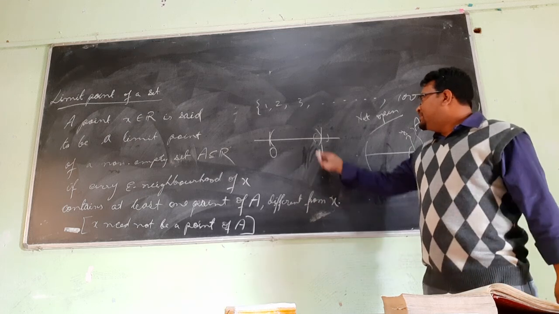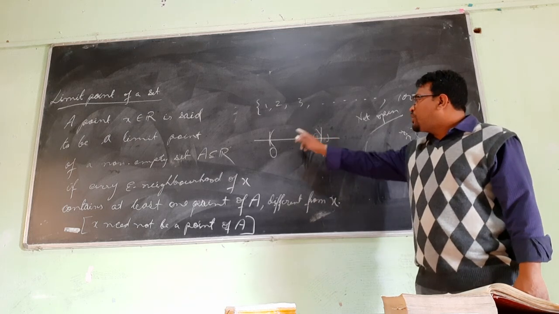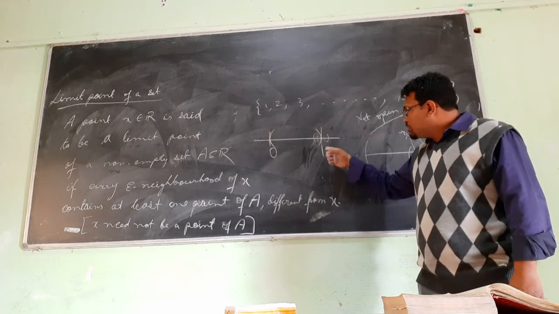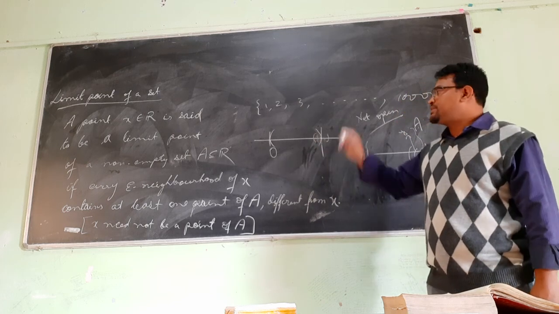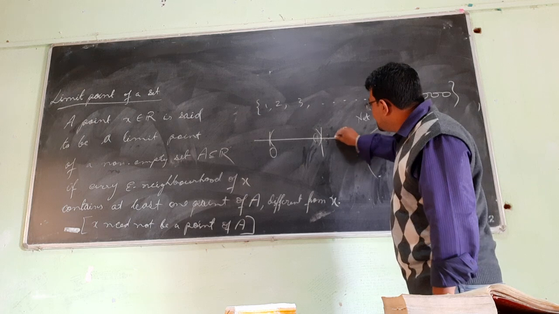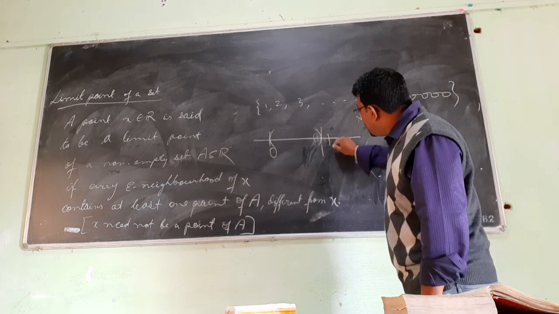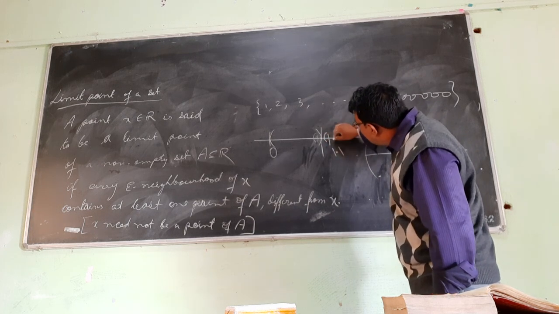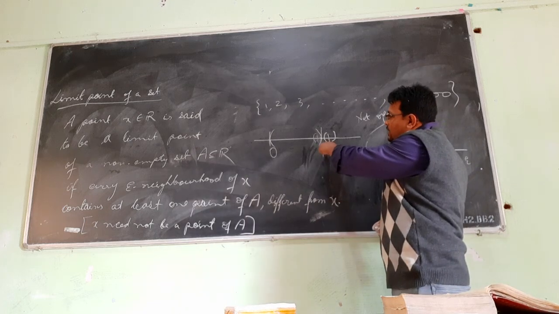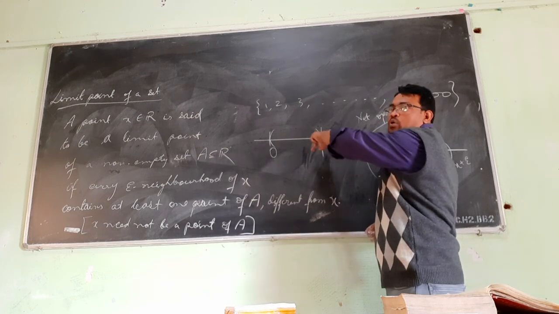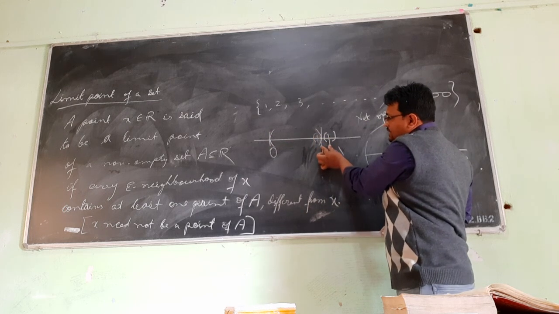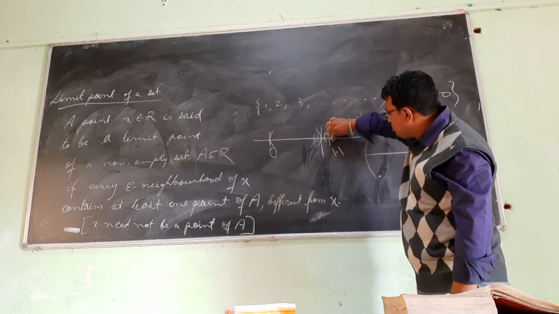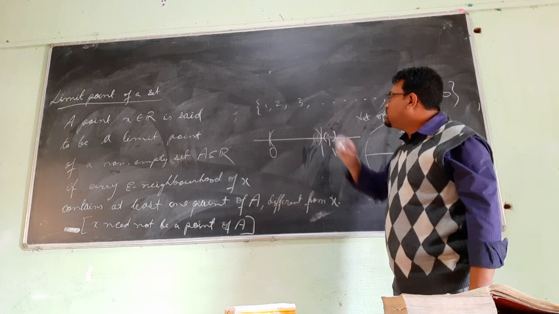Every epsilon neighborhood contains at least one point of the set other than 1. Geometrically also you can see this point 1 is very close to this set. However, 2 is not a limit point, or say something like 1.1. This is not a limit point because you can easily draw one open interval like this which does not contain any point of (0, 1), because there is a large distance between 1 and 1.1.